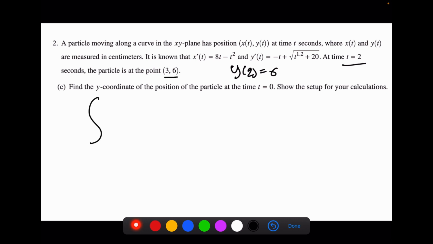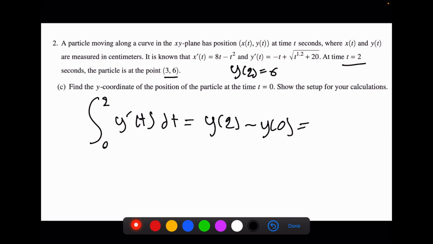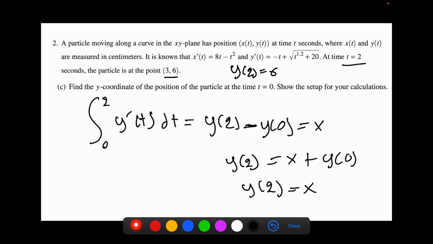If I integrate from 0 to 2 y prime of t with respect to time, I should get y of 2 minus y of 0 by the fundamental theorem of calculus. And that gives me some value, right? I know y of 2, so let's call that integral x for now. This is just an algebra problem: y of 2 is equal to x plus y of 0. First I need to set up that the integral is equal to some value x, minus y of 0, so we want to find y of 0.